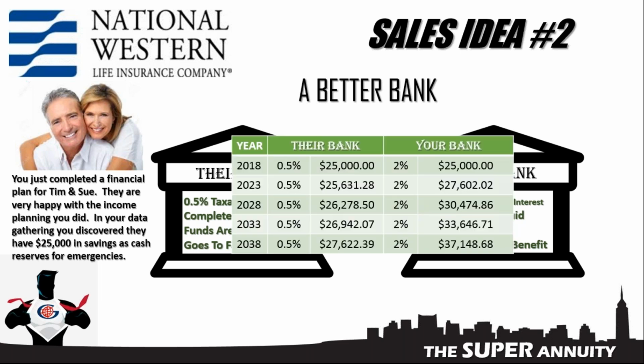Let's look at some numbers. At their bank, after 5 years, if no emergency happens, they make about $631. In your bank, they're making about $2,600, and that's at the low end, the 2%. After 30 years, look at the difference. Almost a $10,000 difference, just because you showed them a different place to put their emergency funds.